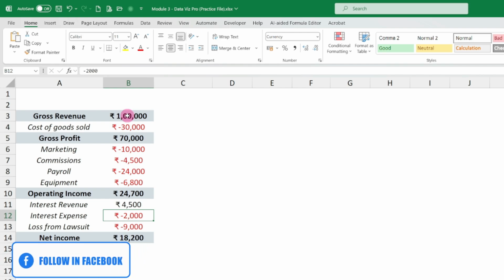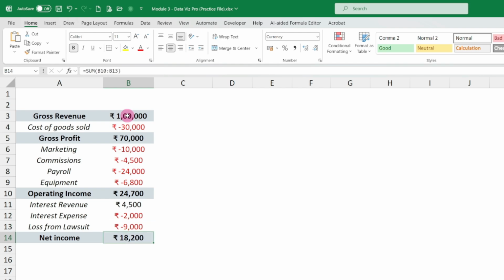So from the 24,700, we have again increased with the revenue of 4,500, then reduced another 11,000 as expenses, and then the final income has become 18,200. So the net profit of the company is 18,200. This is what we know from this statement.